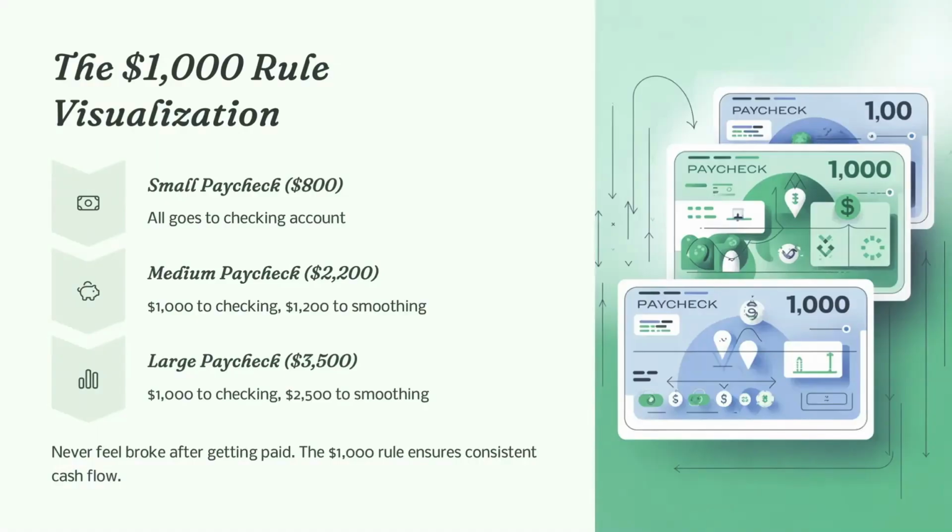Why $1,000? Because for most people with variable income, $1,000 covers the absolute essential expenses for 2 weeks. Rent, mortgage, utilities, groceries, gas. It's not enough to live on comfortably, but it's enough to survive until your smoothing account kicks in. So if you get paid $800 one week, it all stays in checking because you're below that threshold. If you get paid $2,800, $1,000 stays in checking and $1,800 goes to your smoothing account. This system has a huge psychological advantage. You never feel broke after getting paid, even in your worst weeks. You know you've at least got $1,000 to work with immediately.